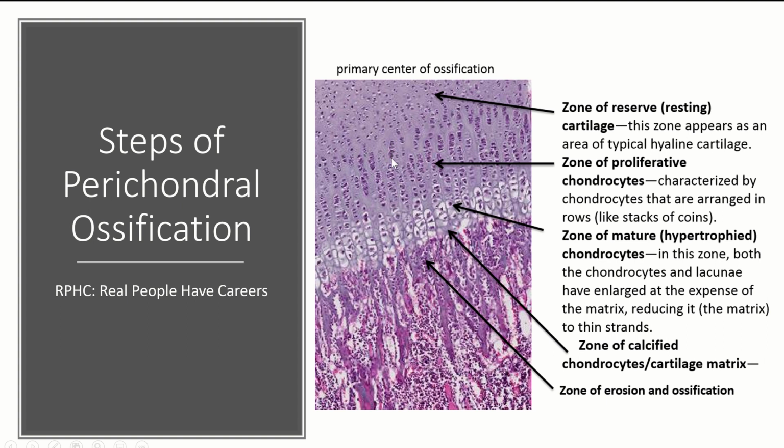So you can see they're starting to line up, right, and get organized and proliferate. So that is our zone of proliferation. That's how you know when that starts. Okay, so it's around right here.